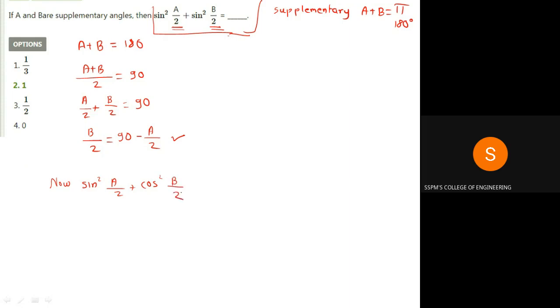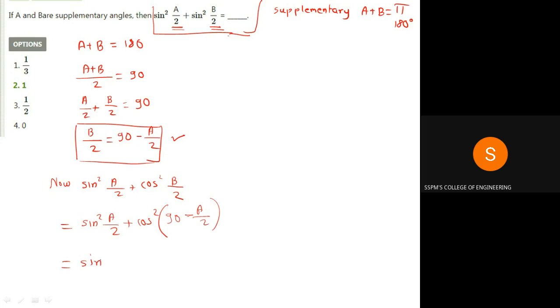This is the value that we have to find. So what is it? Sine square A by 2. Here we have found the value of B by 2. Now we will replace B by 2 with that. So sine square A by 2 plus cos square, and now we will write the value of B by 2 that we have found: instead of B by 2 we will write 90 minus A by 2.